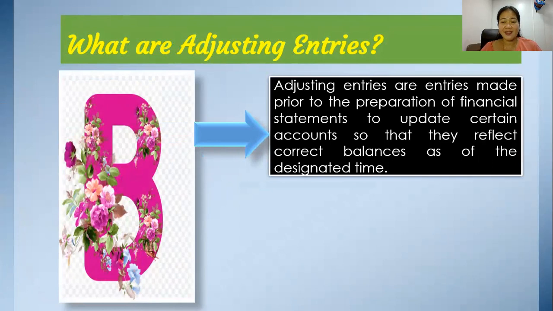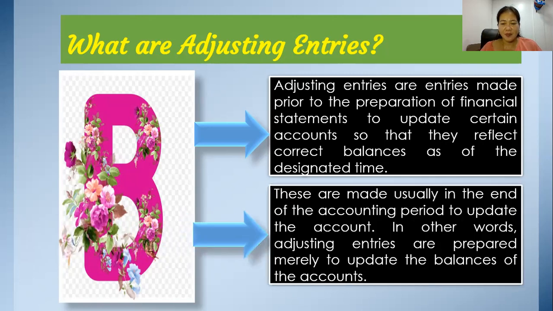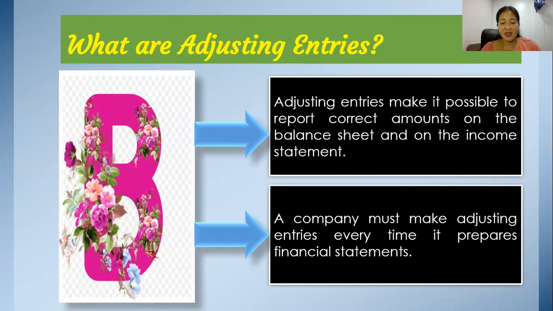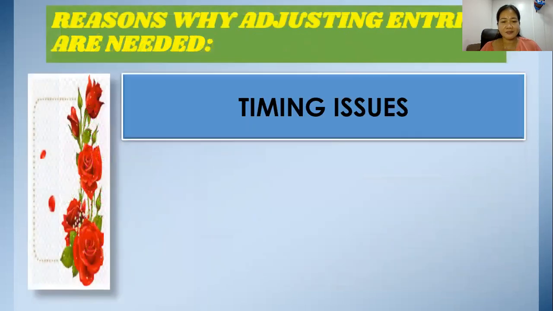Number 1, adjusting entries are entries made prior to the preparation of financial statements to update certain accounts so that they reflect correct balances as of the designated time. These are made usually in the end of the accounting period to update the account. In other words, adjusting entries are prepared merely to update the balances of accounts. Adjusting entries make it possible to report correct account amounts on the balance sheet and on the income statement. A company must make adjusting entries every time it prepares financial statements.